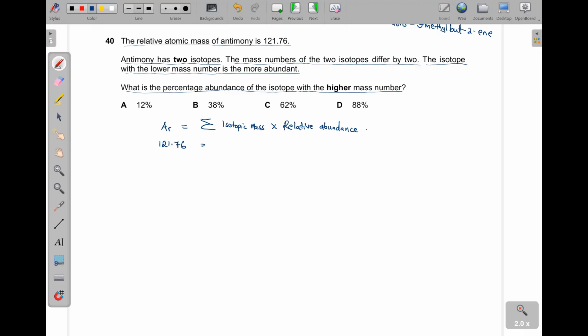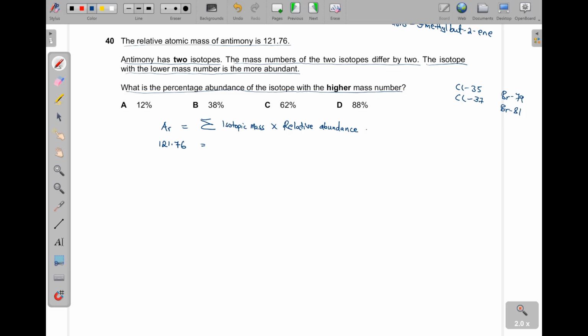121.76. These isotopic masses must be whole numbers, okay? The relative atomic mass can be a decimal, but the other ones must be whole numbers. Just like you can have chlorine 35, then we also have chlorine 37, you have bromine 79, you also have bromine 81, okay? They are whole numbers. So we are going to calculate and we see which one can give us these numbers here when they are whole numbers.